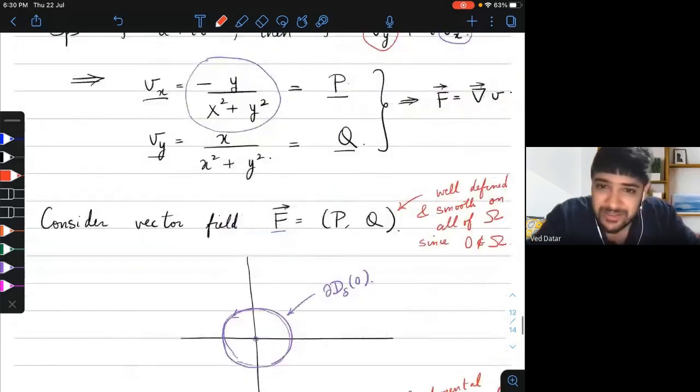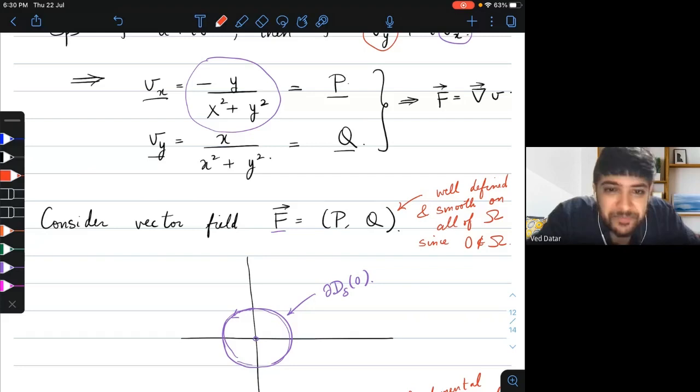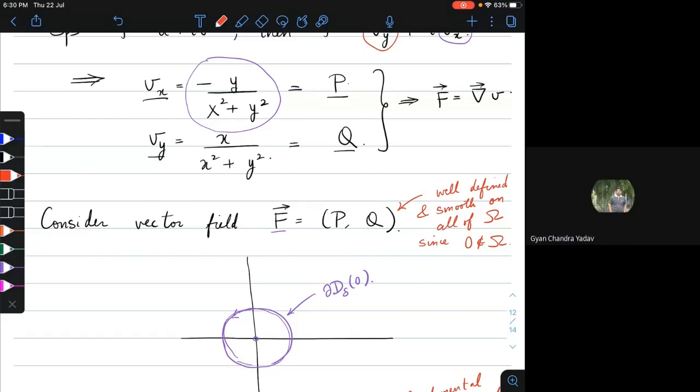Okay, any questions? Sir, suppose we have a curve which does not go through that negative real axis, then on that curve we have a logarithmic branch on that curve.